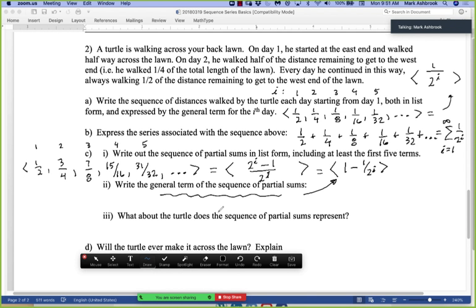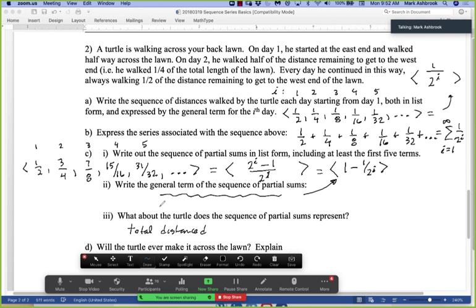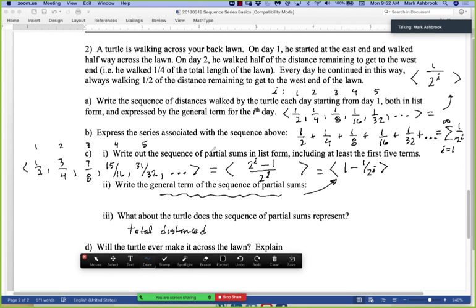Okay, so what about the sequence of partial sums? We know this was how much the turtle walks on each individual day. What about in the context of the turtle? What does the sequence of partial sums represent? The total distance he's walked since the beginning. Right. And is that familiar at all, that idea? So this is the total distance walked so far. Accumulation. Yeah, this is like an accumulation of distance, right? The sequence of partial sums is like keeping a running total of the amount that he's walked. And so we know that's accumulation, right?